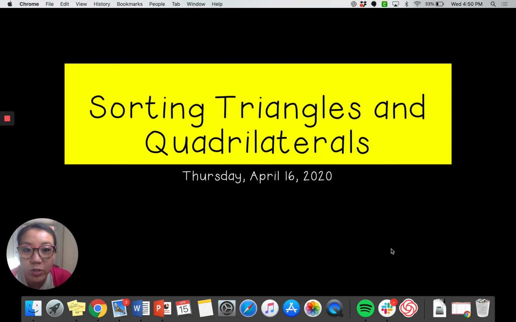Today we are going to learn how to sort triangles and quadrilaterals. Remember, we have been learning triangles and quadrilaterals this week. Triangles have 3 sides and 3 vertices, and quadrilaterals have 4 sides and 4 vertices. So today we're going to put all that knowledge together to help us sort using all the attributes that we've learned.